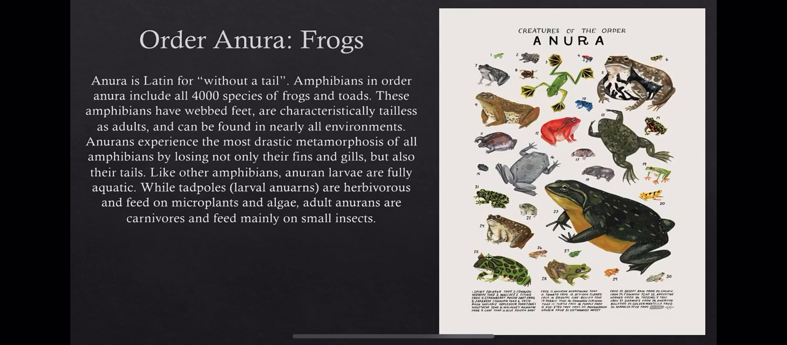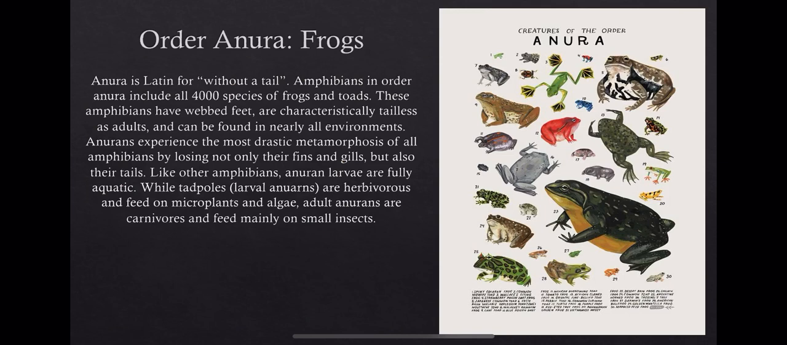So then this brings us to our anurans, or our frogs. Anura is from the Latin term for without a tail, because adult anurans do not have tails, and that is very characteristic of your frogs and your toads. There are over 4,000 species of frogs and toads. They are very, very diverse, but they all have a couple of things in common. One being they have webbed feet, which for the most part allows them to go into the water. We'll talk about toads a little later. They are very characteristically tailless as an adult, and they are found in so many different environments.